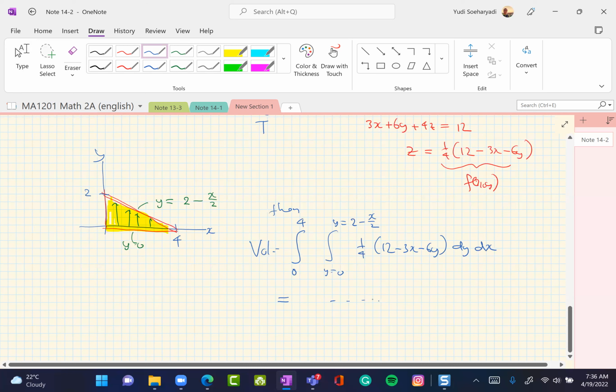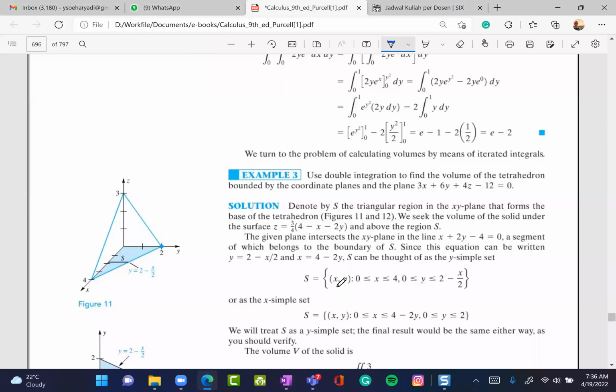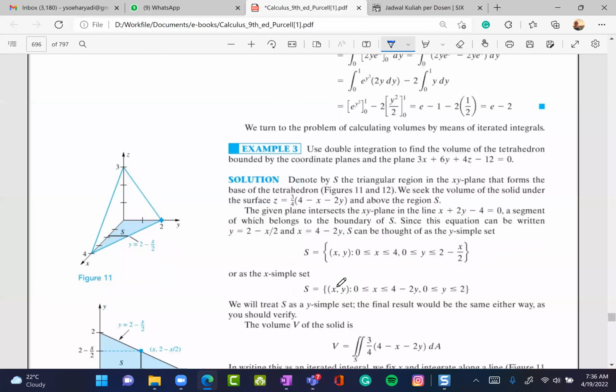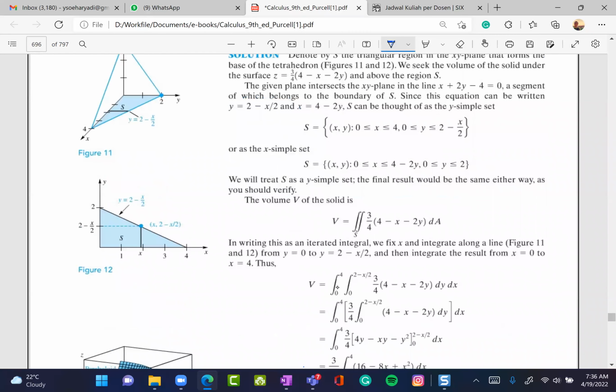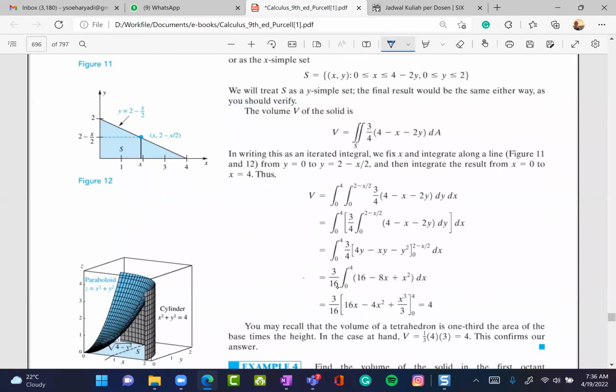I'll let you do the details of computing this, or I'll just show you the result. So the volume of the solid is this one here, and the integration is exactly what we have, as before.